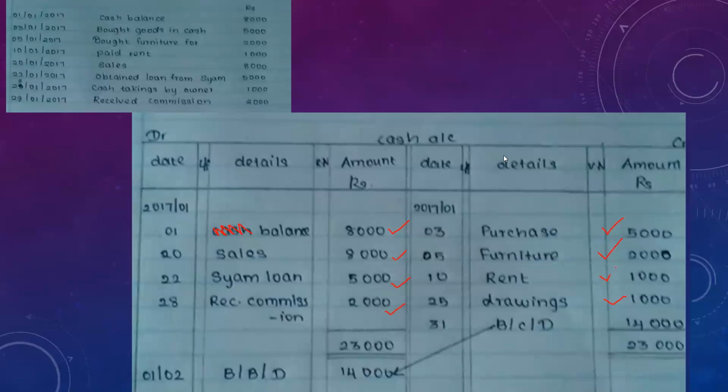In accounts, we have certain words to write. We can't write whatever is given sometimes. You see, bought furniture, we don't write the word bought. We write furniture. Likewise, cash in hand, cash balance, everything comes to the cash account as balance. We have to write as what? Balance. In accounts, we have some codings, some words.